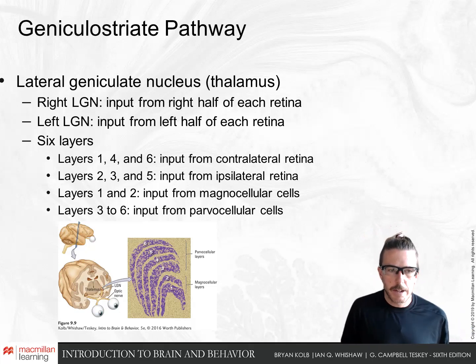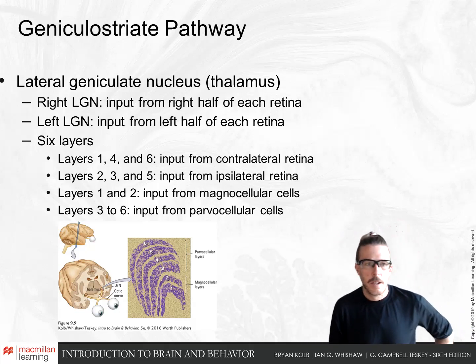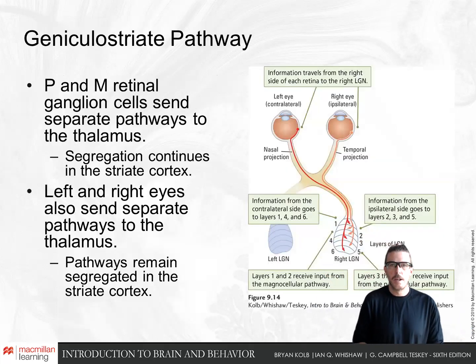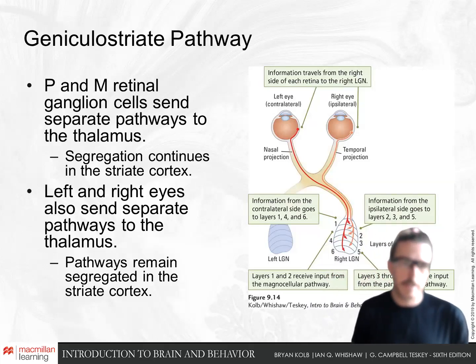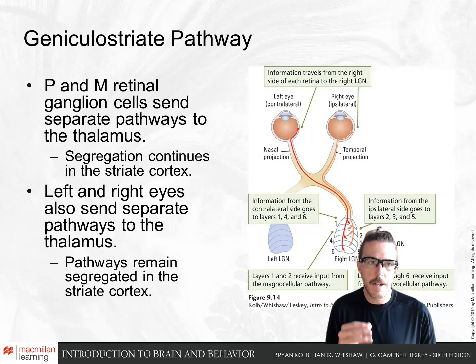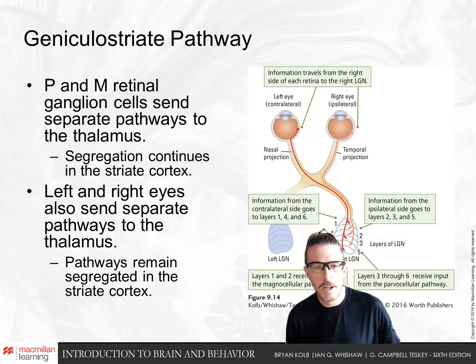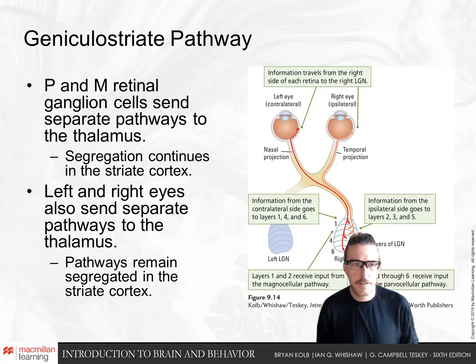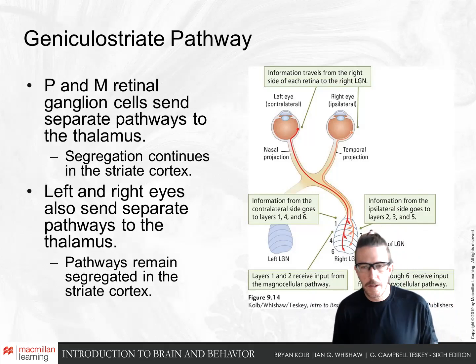Furthermore, we saw that the magnocellular and parvocellular cells of the retina project to different layers of the thalamus here. And so you can see which types of cells project to which layers. So these P and M retinal ganglion cells send separate pathways to the thalamus, and even the segregation of information from the left and right eye and from the P and M pathway continues in the primary visual cortex. So the signal from our visual system is kind of being chunked up into different features and kept separate in the system. Which eye did this come from? Was it moving? Was it colorful?